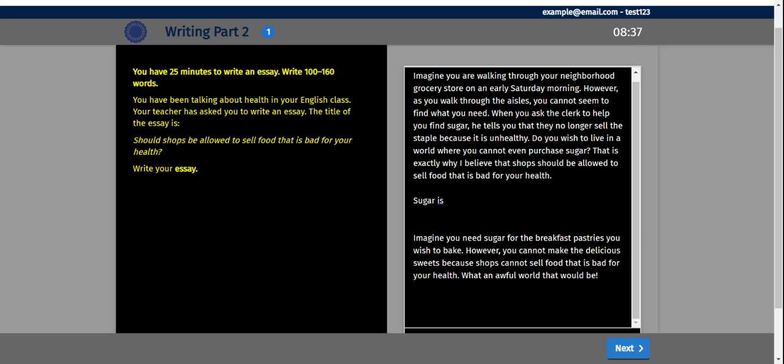I'm just trying to think of this idea of shops being able to sell food, should be allowed to sell food. That is why I believe that shops should be allowed to sell. And in fact, I'm going to take out "that is bad for your health." I'm just going to say something like "should be allowed to sell food."